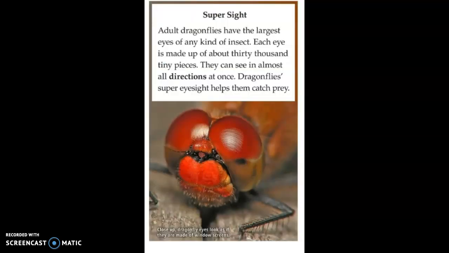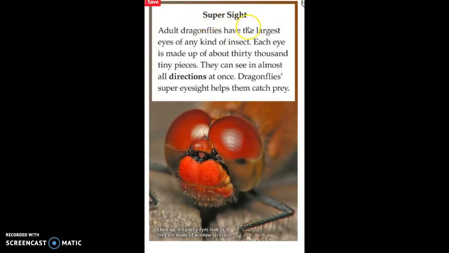Adult dragonflies have the largest eyes of any kind of insect. Each eye is made up of about 30,000 tiny pieces. They can see almost anything in all directions at once. Dragonflies' super eyesight helps them catch prey.